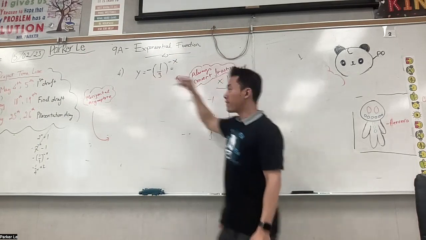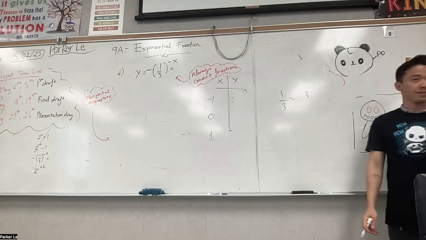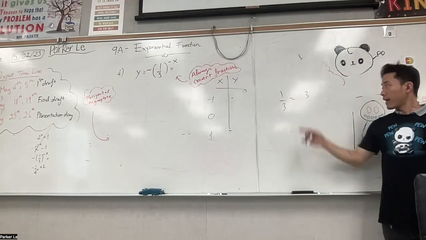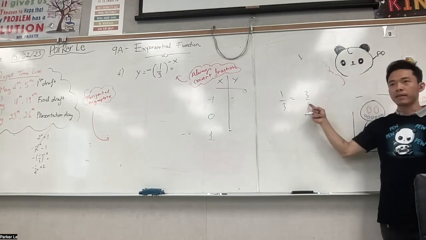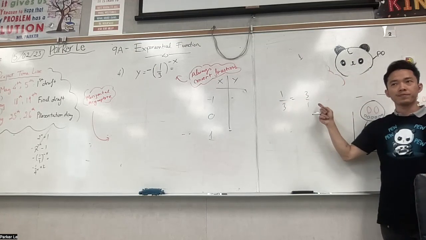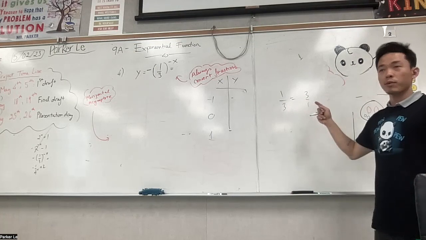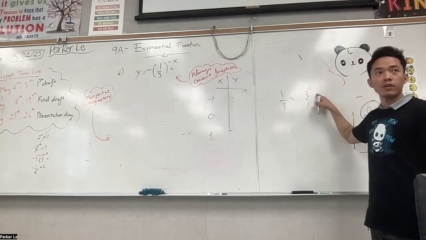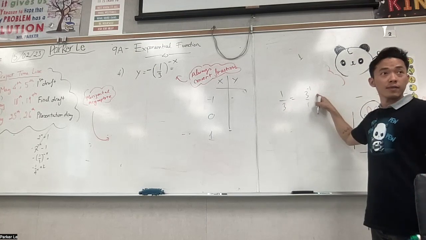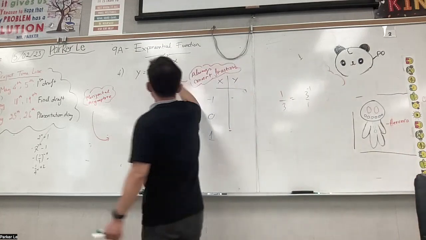How do we convert 1/3 to base 3? What is it equal to? How do I convert this? I cannot make them the same like this. What do I need to put it in? A negative exponent. So 1/3 is 3 to the -1. Do you agree? So I changed 1/3 to 3 to the -1.